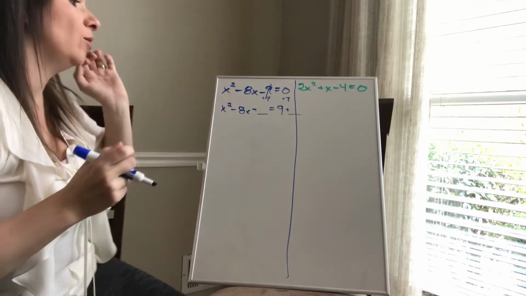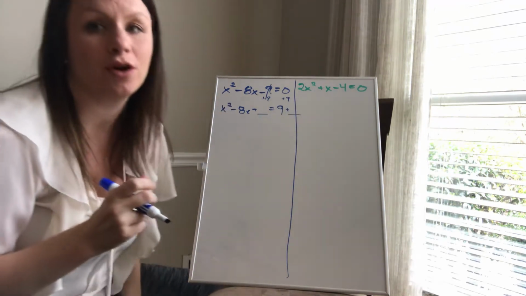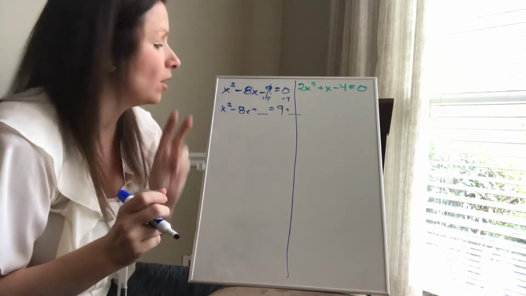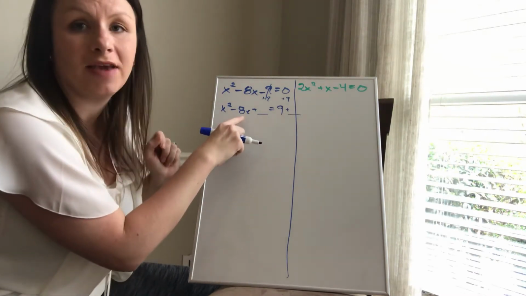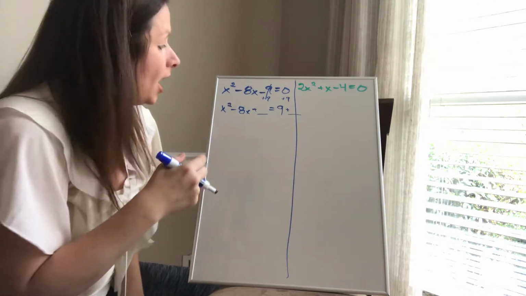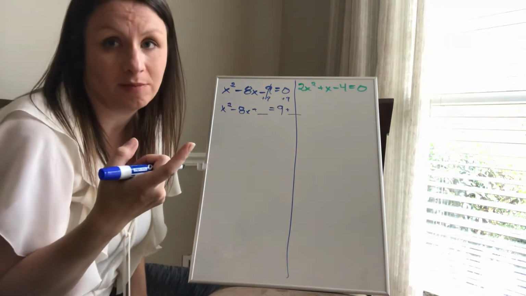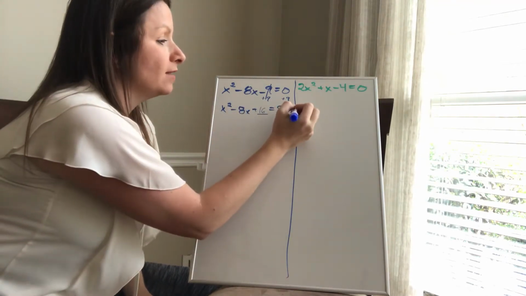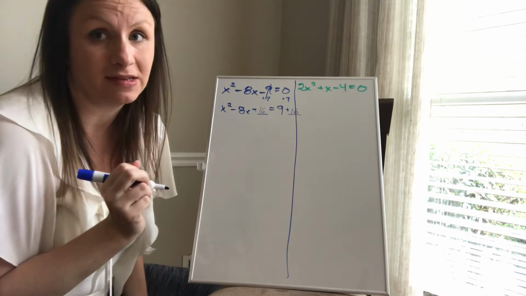Okay, so we want to figure out what that third term needs to be in that perfect square trinomial. Remember that our steps are to take our middle term, which is negative 8, divide it by 2, which gives us negative 4, and then square it, which gives us positive 16. So that means our magic number that we want to add to both sides is 16.